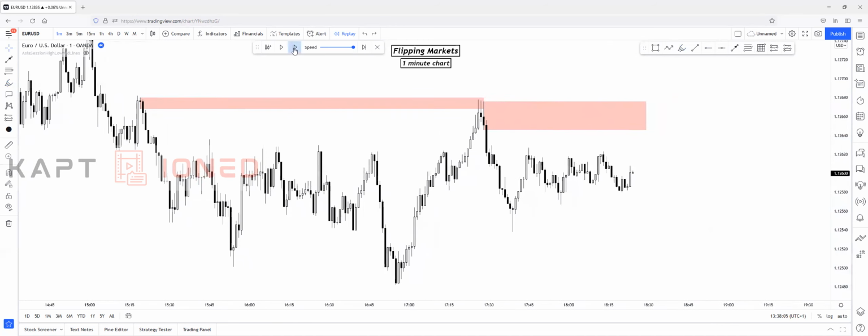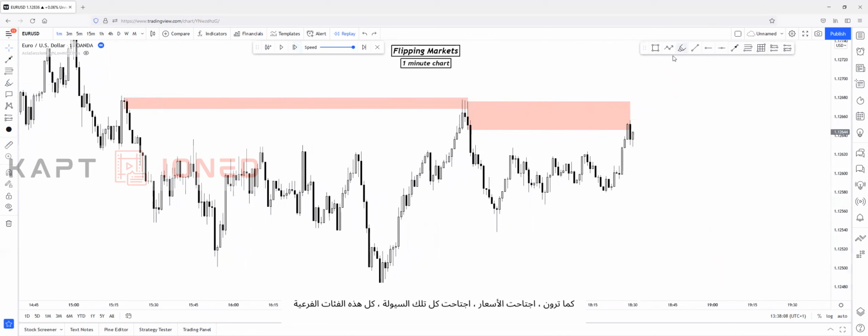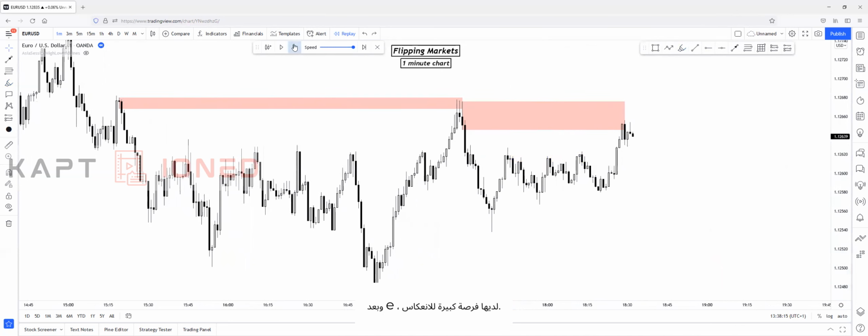Let's see. As you can see, price swept all of that liquidity, swept all of the stop losses, tapped into this zone, and after it has a great chance to reverse.